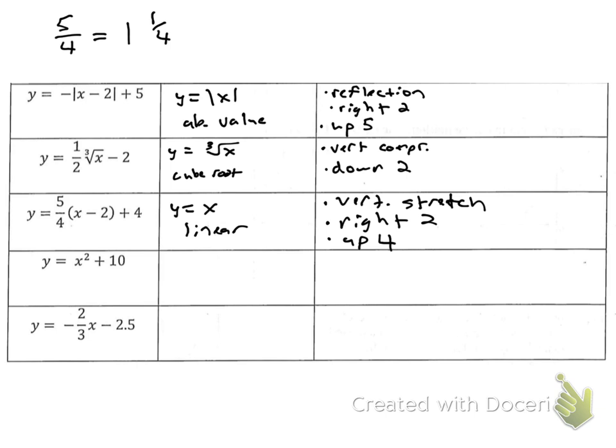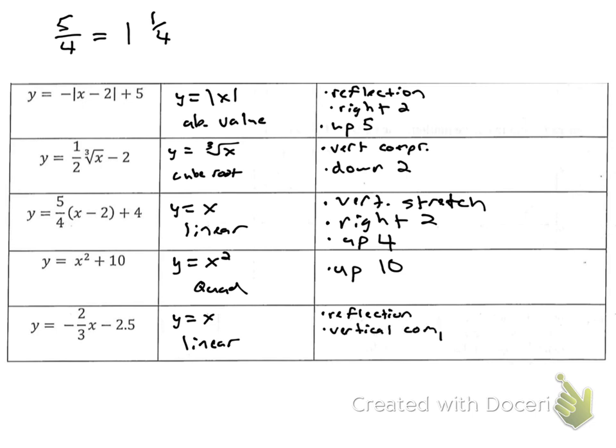I know I got that one. All right, y equals x squared plus 10. Only one transformation here. Quadratic, up 10. All right, last one here, the negative tells me it's a reflection. The 2/3 tells me it's a compression. And minus 2.5, down 2.5. Good job.